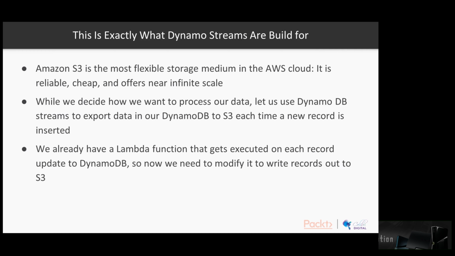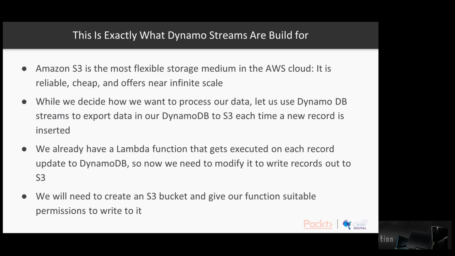So we already have a Lambda function that gets executed on each record update to DynamoDB. So now let's just modify it to write those records out to S3. So of course we're going to need to create an S3 bucket, and we're going to need to give our function appropriate permissions to write to it. So let's go and take a look at the code.